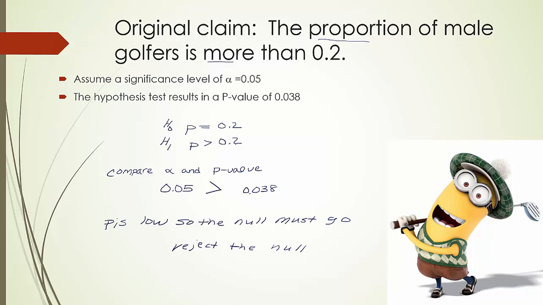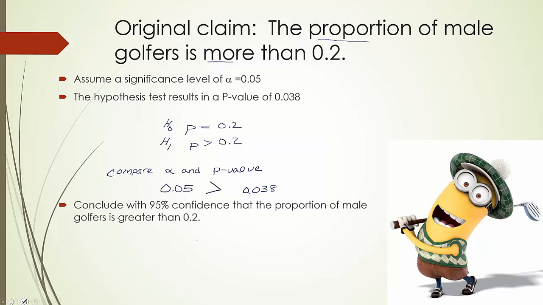So our final step in this hypothesis test is to actually give the information in a way that makes sense. So instead of coming to a conclusion of just rejecting the null, we want to put that into words. There's a number of ways to word this statement. The first way that we could say this is with 95% confidence that the proportion of male golfers is greater than 0.2. That 95% confidence comes from our alpha value of 0.05.